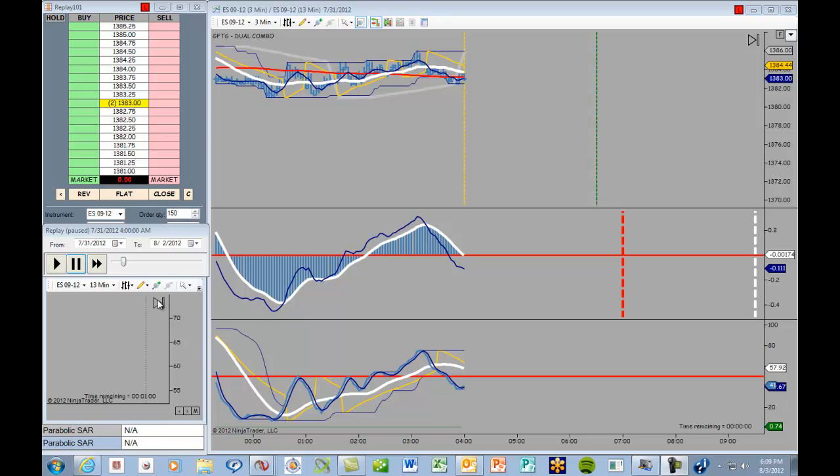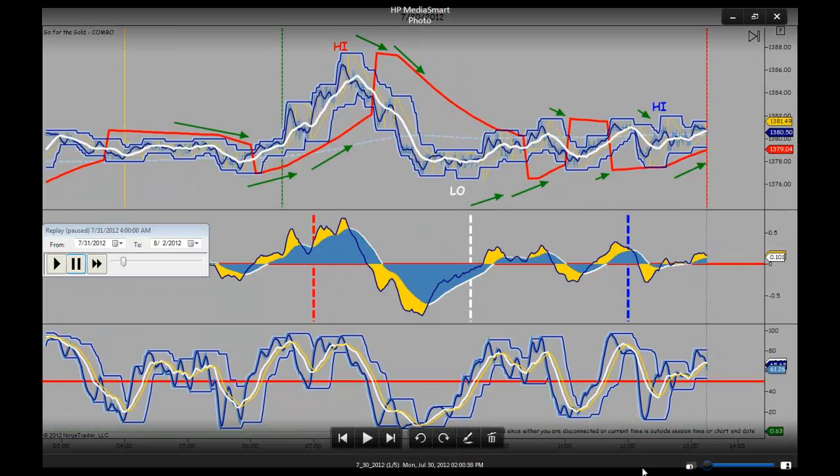But before we get into that, let's take a quick look at this past week's charts here. This was Monday the 30th, and this was traded on a 1-minute chart, I believe. And you can see we had some very obvious turning points here: high, low, high, but some zigzags in between.